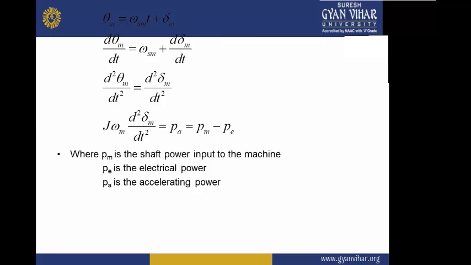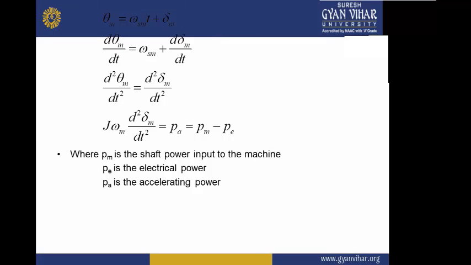Now, the most important thing is that J omega m d2 delta m by dt square can be written as equal to Pm minus Pe, which is Pa, where Pa is the accelerating power, Pe is the electrical power and Pm is the shaft power input to the machine. The difference of the mechanical input power and the electrical power is the accelerating power.